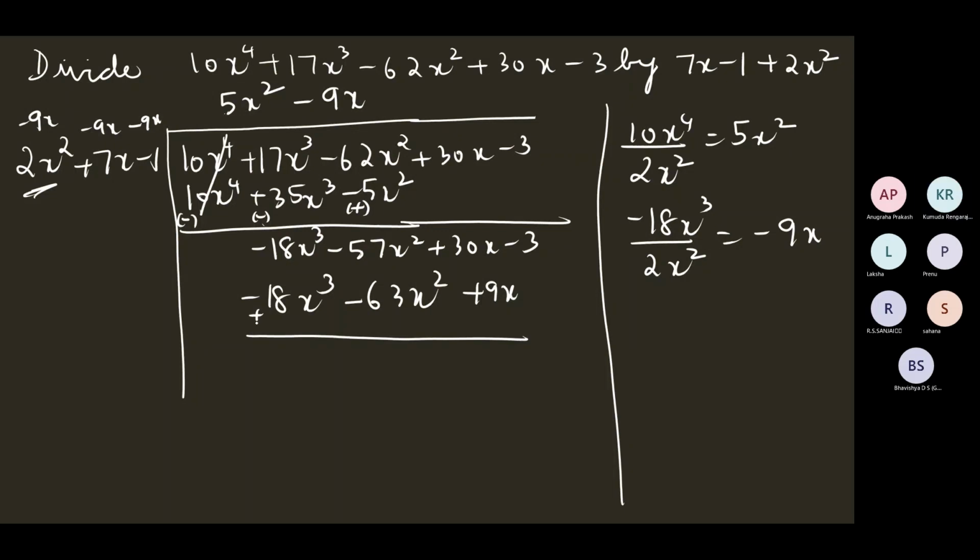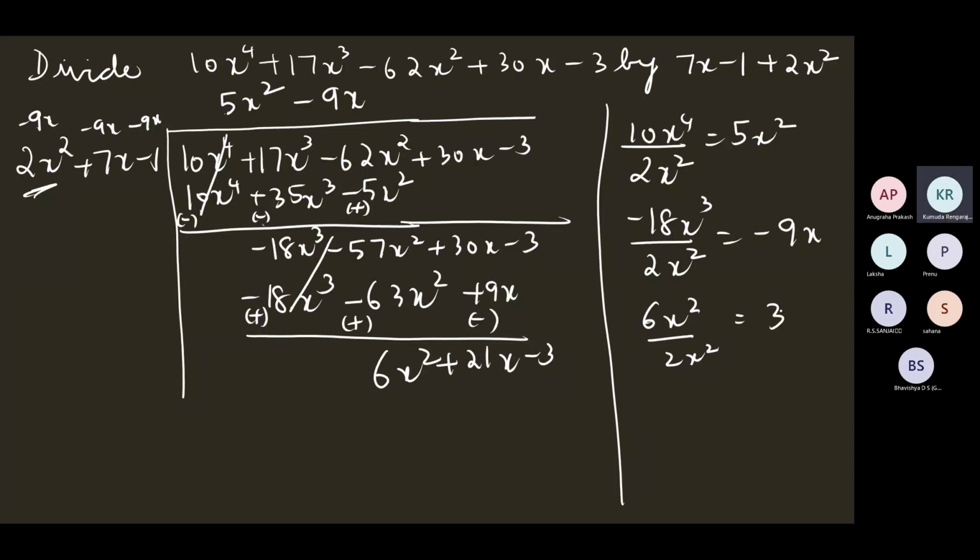Change the signs. So this gets cancelled because plus minus, same terms with opposite signs, so they get cancelled. Plus 63x squared minus 57x squared. So it's 6x squared. Plus 30x minus 9x, plus 21x. Minus 3. Now, to find the third term of the quotient, divide 6x squared by 2x squared.